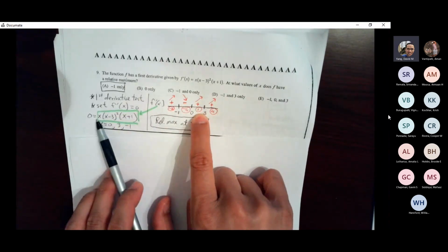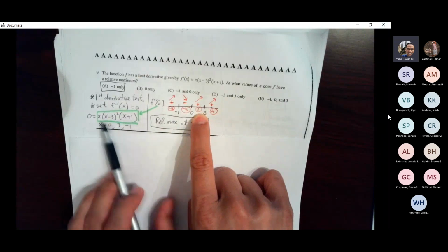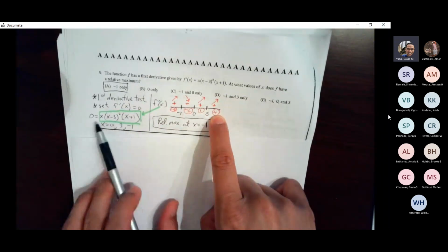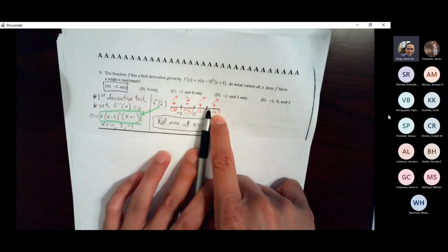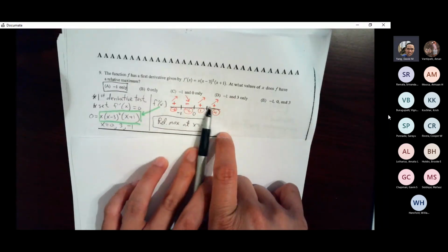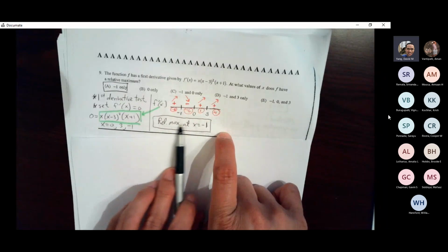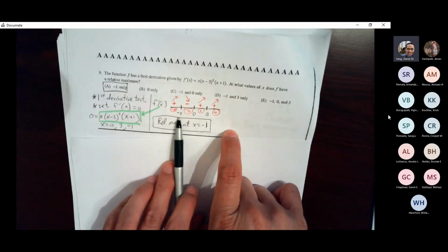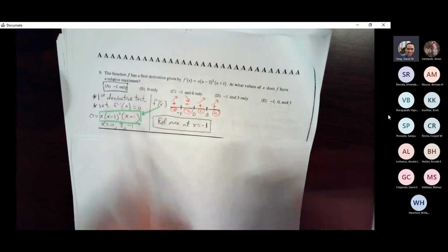Insert 1. 1 is positive. 1 plus 1 is positive. 2 positives makes a positive. Plug in 4. Positive, positive. Okay, so we know there's relative max at -1, min at 0, and neither at 3. The problem is only asking for relative max, so relative max is at -1.